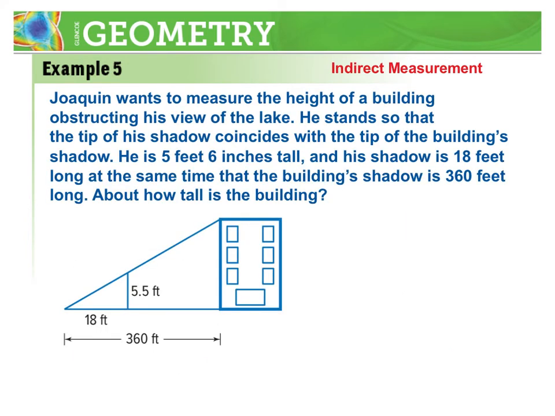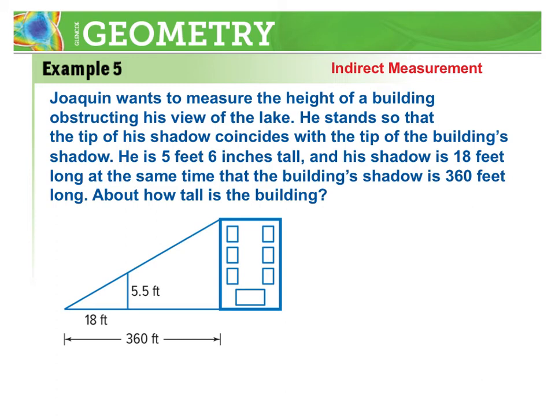In example 5, Joaquin wants to measure the height of a building obstructing his view of the lake. He stands so that the tip of his shadow coincides with the tip of the building's shadow. He is 5 feet 6 inches tall, and his shadow is 18 feet long, at the same time the building shadow is 360 feet long. About how tall is the building?